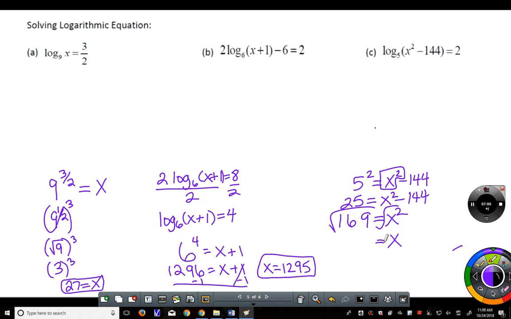And then remember, we're actually getting 2 answers here. Okay? Because if I tell you I squared a number and I got 169, you don't know if I squared positive 13 or negative 13 because they both turn out the same way. So we have to consider both.